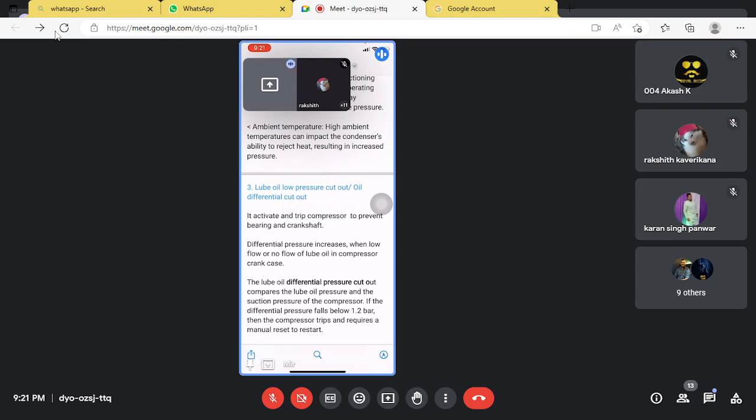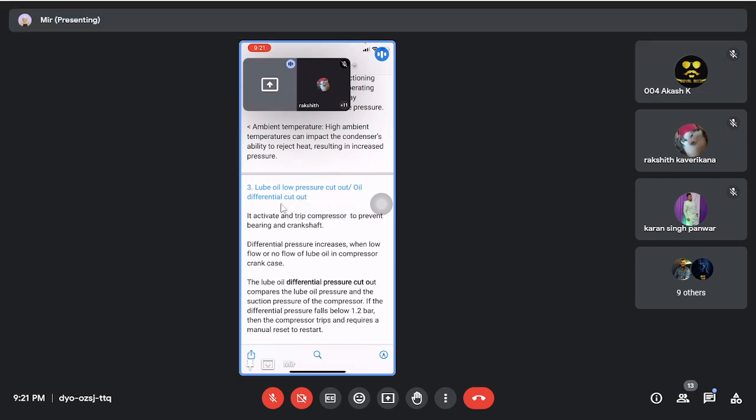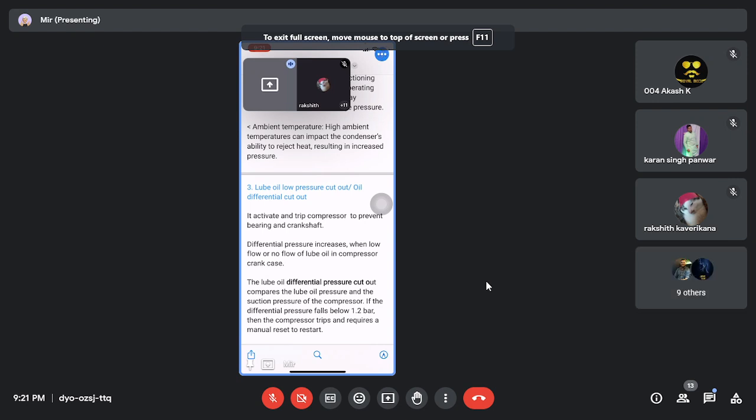So you can notice this point. The differential pressure compares two pressures, lube oil pressure and the suction pressure. If the pressure differential falls below 1.2 bar, then the compressor trips, and we need to restart manually. It means reset manually.